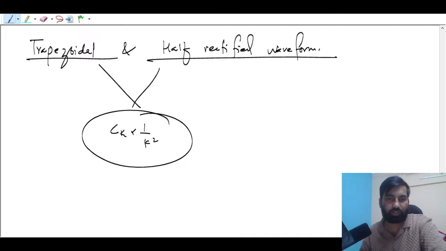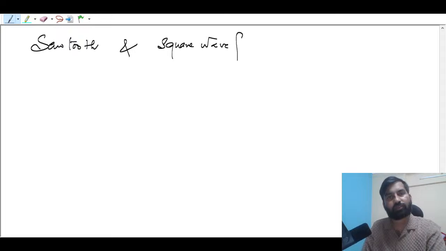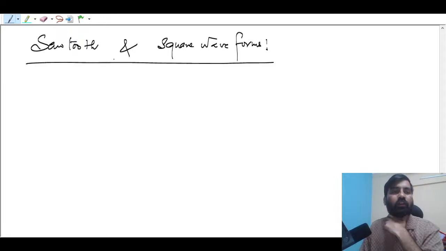Understand? 1 by k square. Understood? And if I talk about sawtooth waveform or square waves, sawtooth and the square waves, okay. So how many times you have to differentiate square waves?